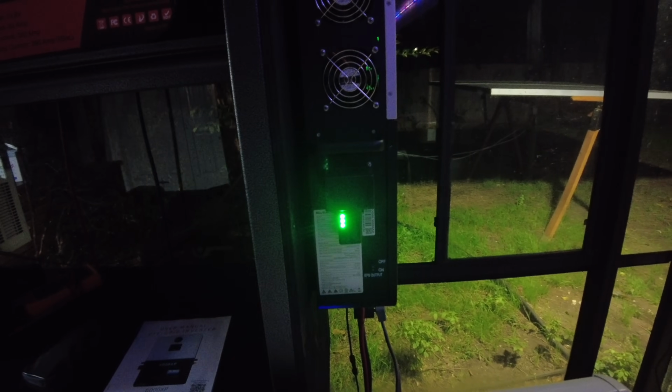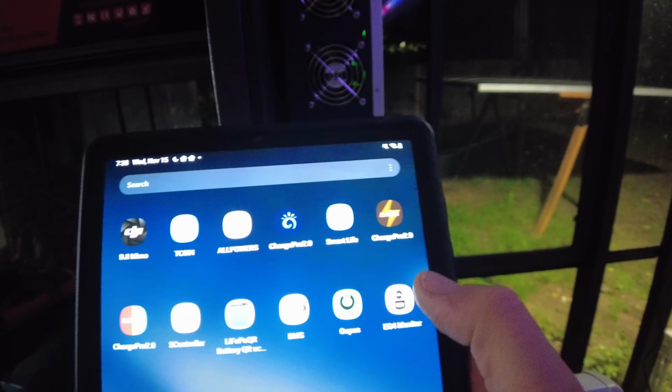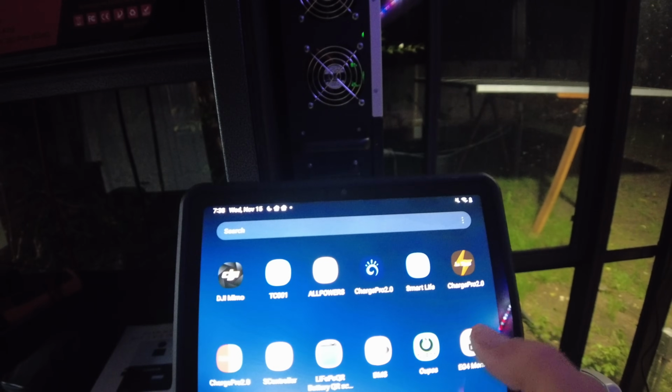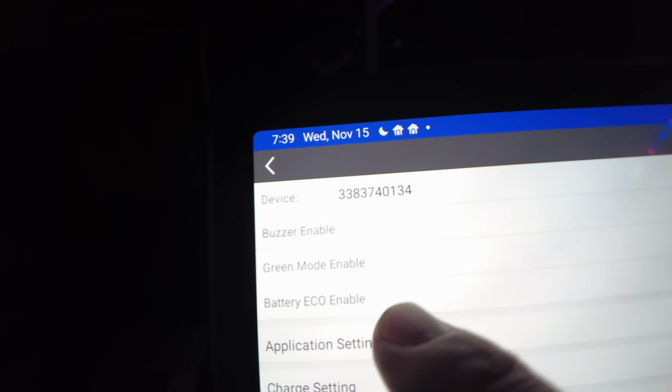And the Wi-Fi and the Bluetooth on this thing works great too. I did try that out, their app, so their EG4 monitor. Yeah, and so there's like the green mode enabled, eco mode enabled, so you can change those here as well.